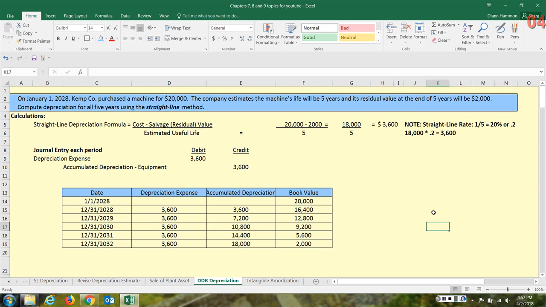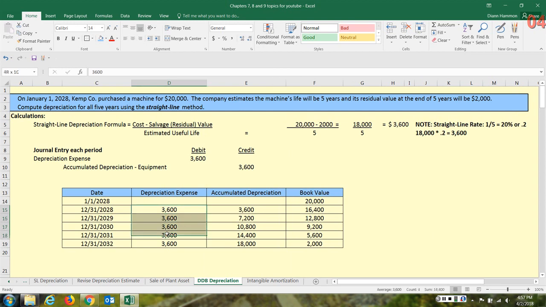And you see the schedule for the depreciation below. So I have the depreciation expense each time. It's the same amount. Accumulated depreciation, so in that account it's just accumulated. At the end of 5 years, the actual book value then would be $2,000, which is the amount that was predicted or estimated at the beginning.